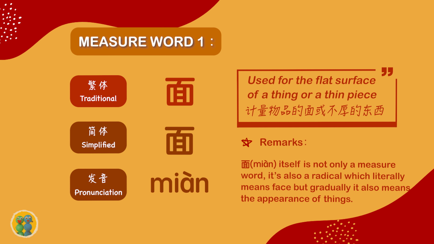Hello everyone, let's get started. The first measure word is miàn. Miàn is used for the flat surface of a thing or a thin piece.